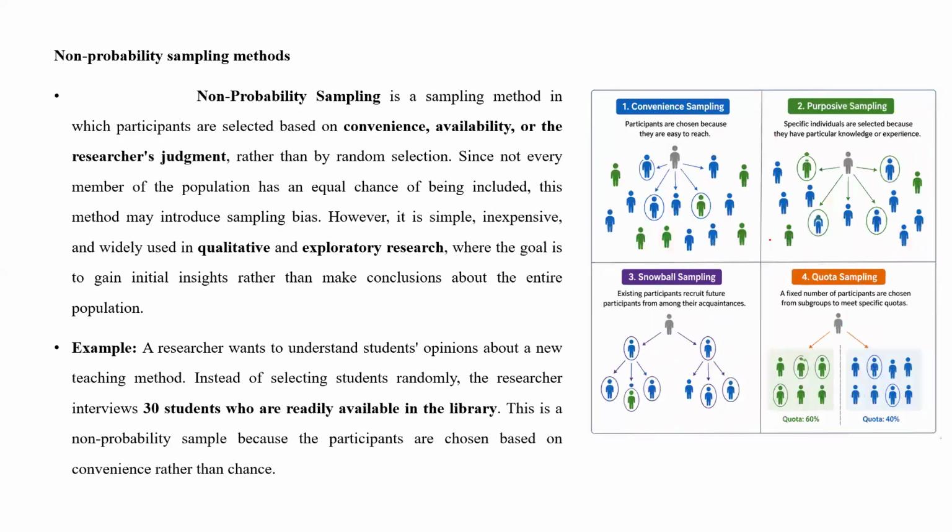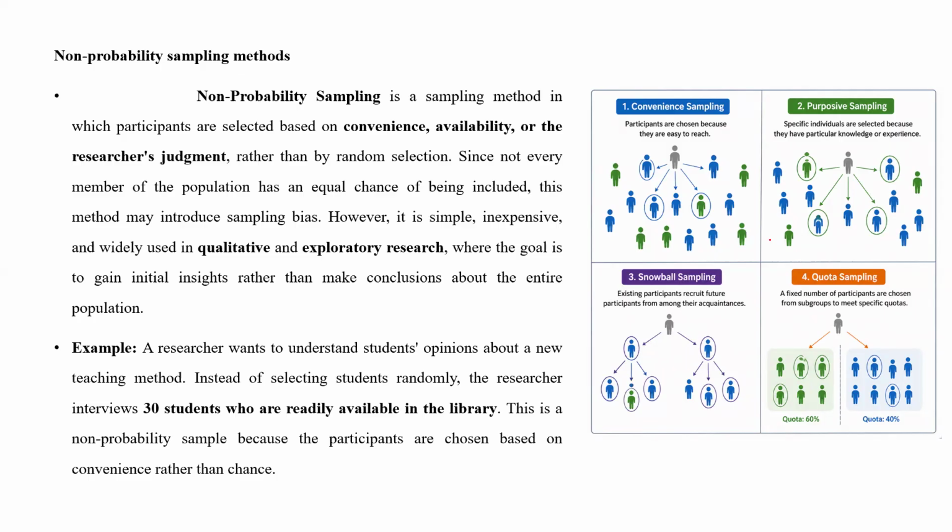Okay, and the next one, non-probability sampling method. What is non-probability sampling? Here the participants are selected based on convenience, availability and research judgment rather than random selection. Since not every member of the population has an equal chance of being included, this method may introduce sampling bias. It is inexpensive and widely used in qualitative research. We know what is quantitative and what is qualitative. Quantitative means numerical terms, qualitative means wordings.